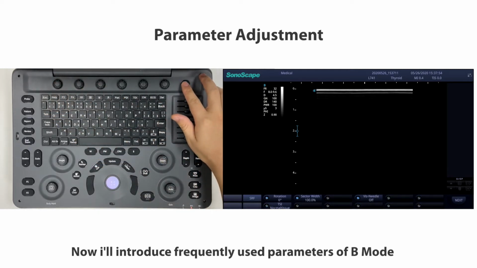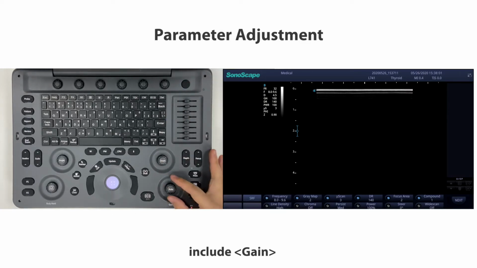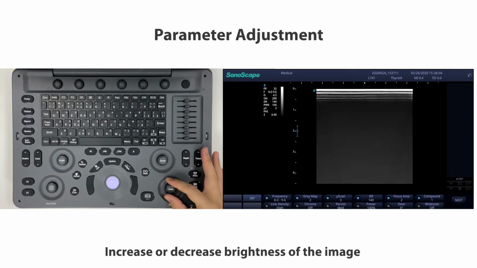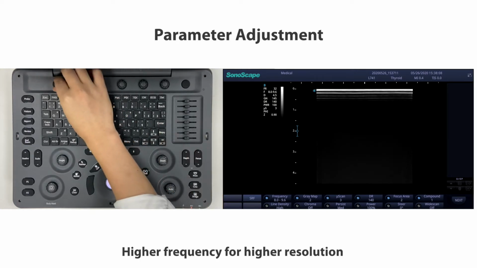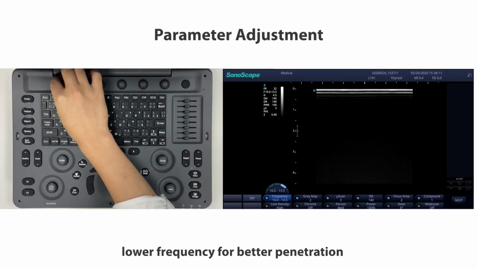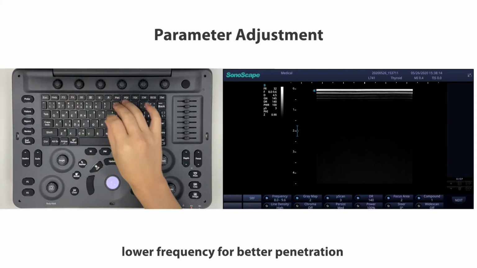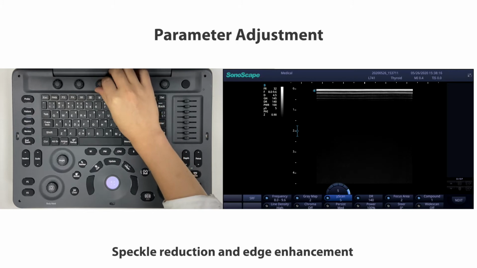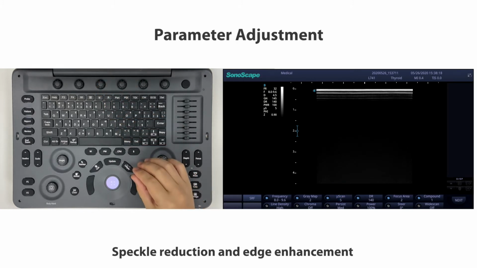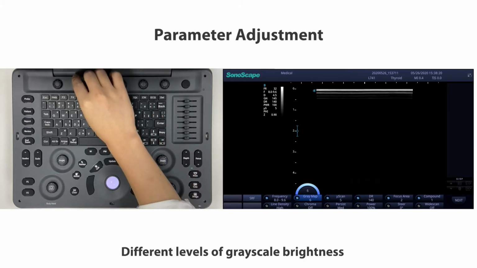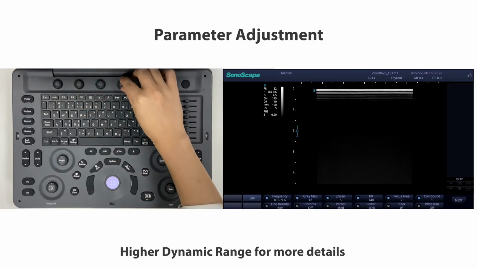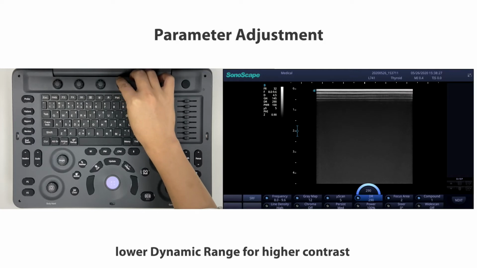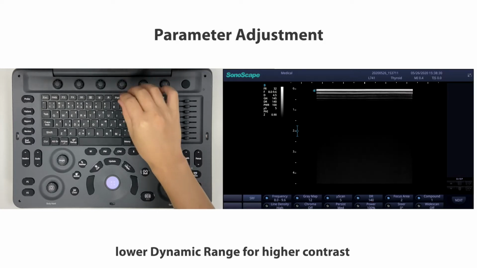Now I will introduce frequently used parameters of B mode. Gain: increase or decrease brightness of the image. Frequency: higher frequency for higher resolution, lower frequency for better penetration. Mu scan: speckle reduction and edge enhancement. Gray map: different levels of grayscale brightness. Dynamic range: higher dynamic range for details, lower dynamic range for higher contrast.